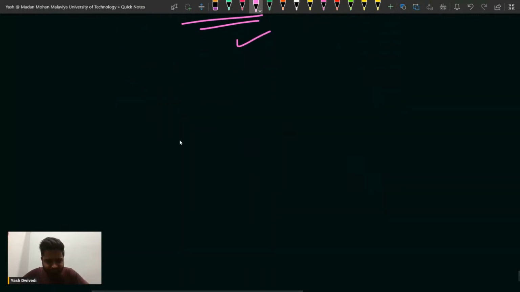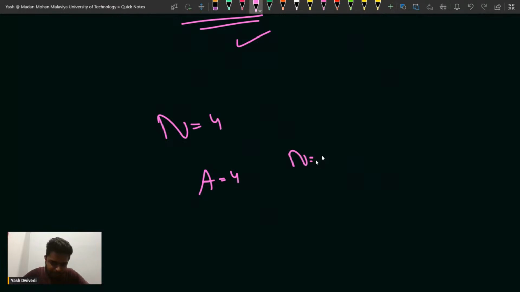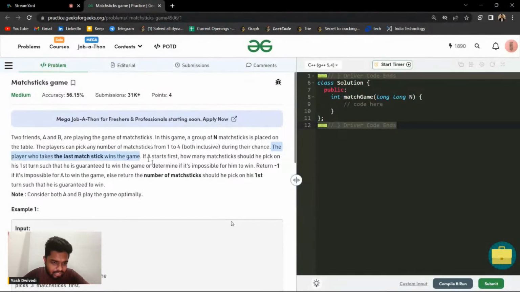Suppose we had something like 4 matchsticks. If we had 4 matchsticks, then A would have taken 4 matchsticks in the first go. Then the number of matchsticks left would be 0, so B would not be able to make any move. Then A will again win, right? A wins in that case. So this is the kind of scenario that is there. The last player that makes the move is going to win.